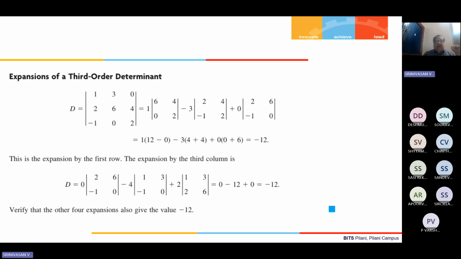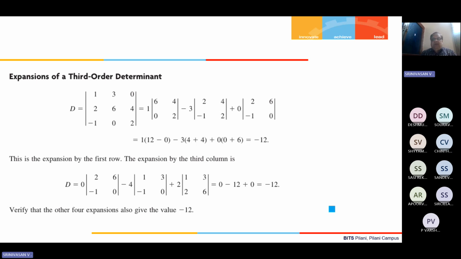The expansion of a third order determinant. Already you know very well that we can expand through any row or any column. So here, as I put it in the last session itself, let us uniformly expand through the first row, which you can take as a common rule, which is easy for you to remember. But you are at liberty to expand through any row or column.